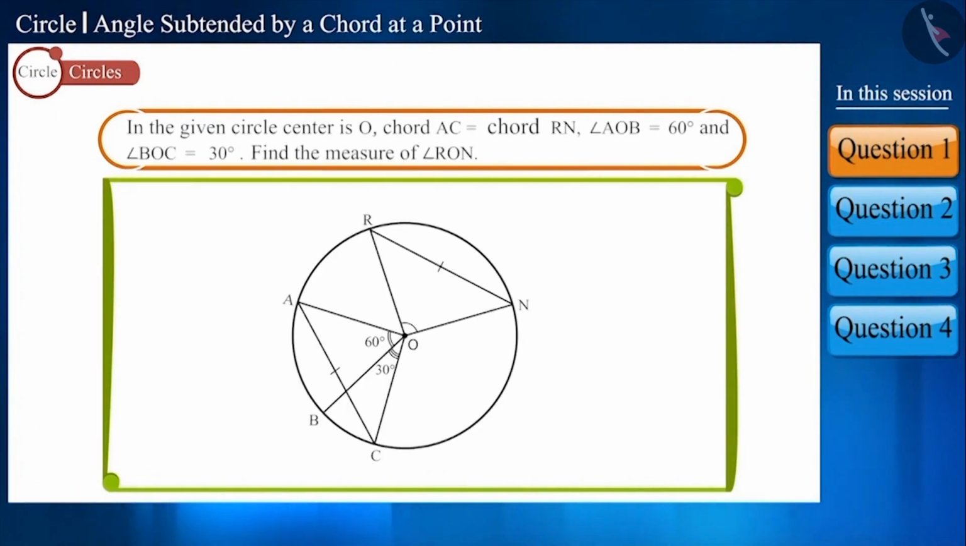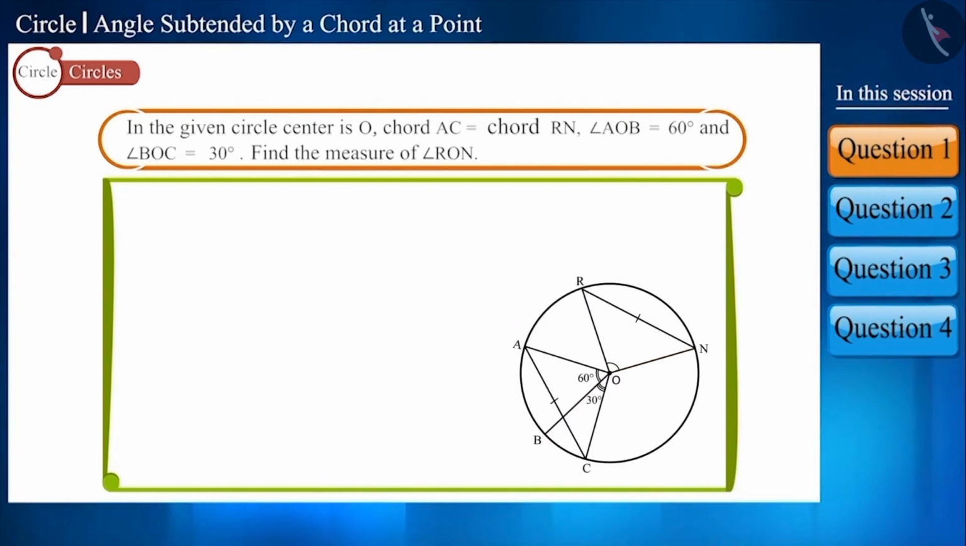In the given circle, the center is O. Chords AC and RN are equal, and we are also given that angle AOB measures 60 degrees and angle BOC measures 30 degrees. Find the measurement of angle RON.